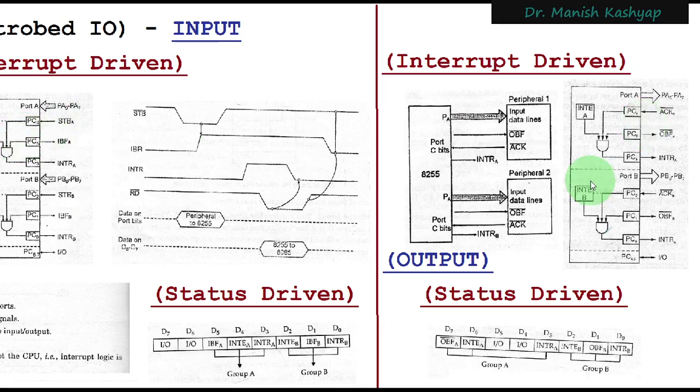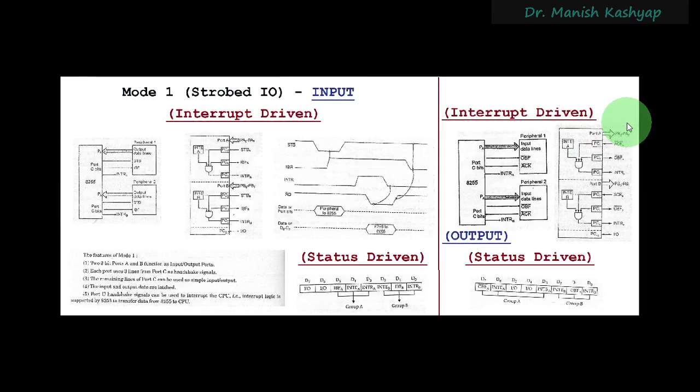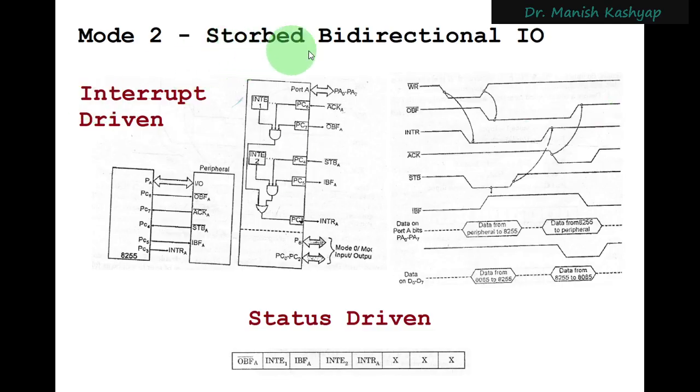So the bits are different. So the same port cannot act as input and output, right? To overcome this problem, they came up with this mode number 2, which is called a strobed bidirectional input output. And in this, only port A will be transferring the data in bidirectional mode.